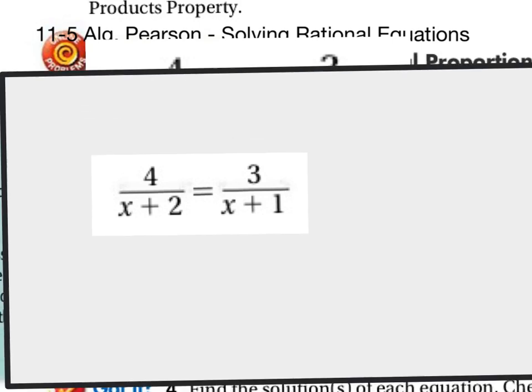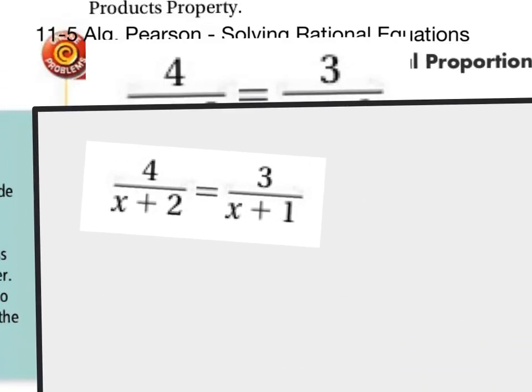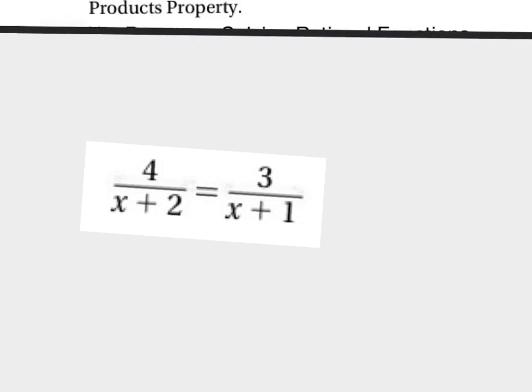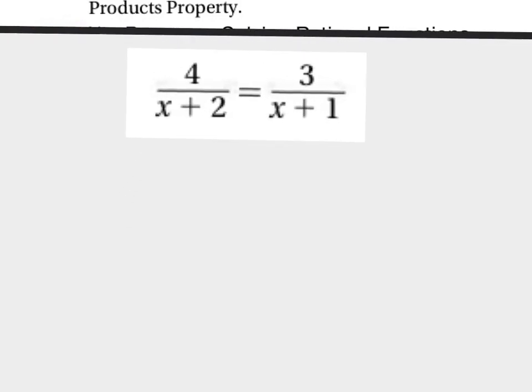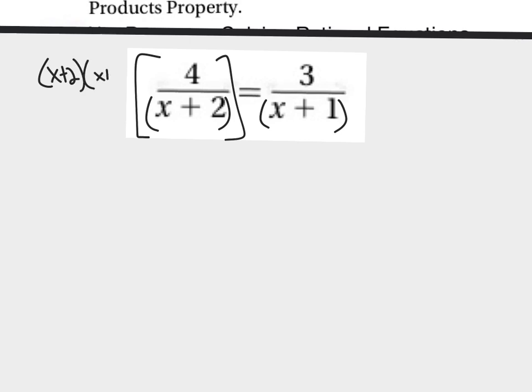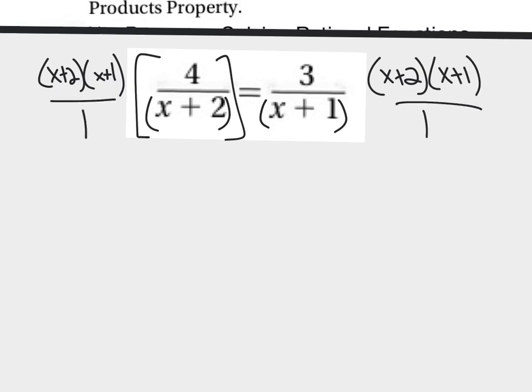So basically what I would do is say, yeah, it's a proportion, but I don't really care because it still has fractions on both sides. And we did fractions on both sides yesterday, and we just said, let's multiply to clear out our denominators. So I would just say, common denominator, we could do x plus 2 times x plus 1. We can multiply by that on both sides.